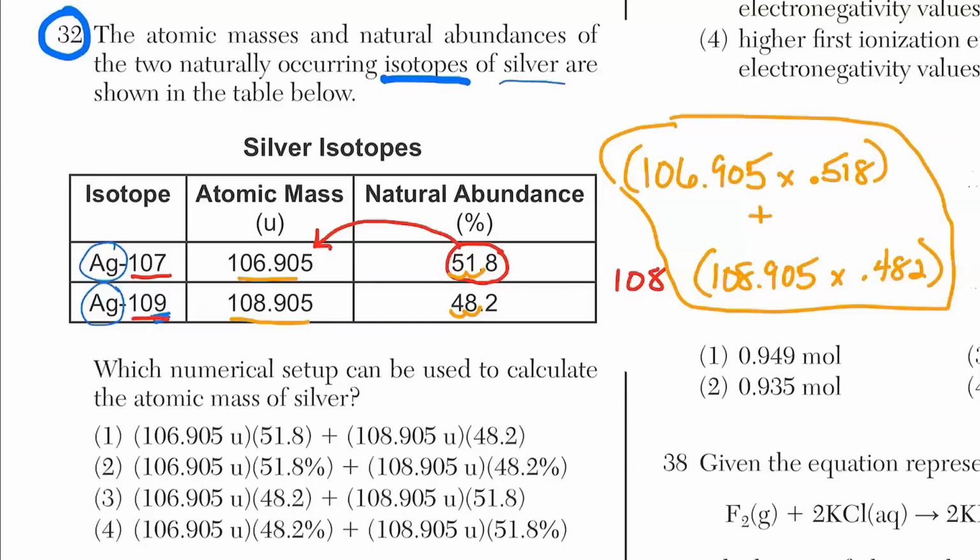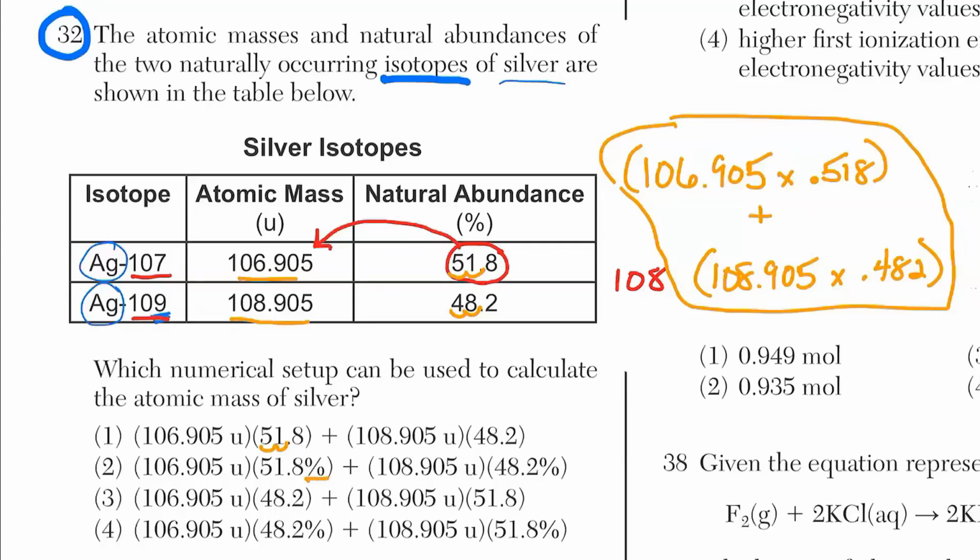So which choice is that? Notice in choice 1, they forgot to move the decimal place over. This is supposed to be 0.51. And choice 2 is the same thing, except they're adding the percentages.